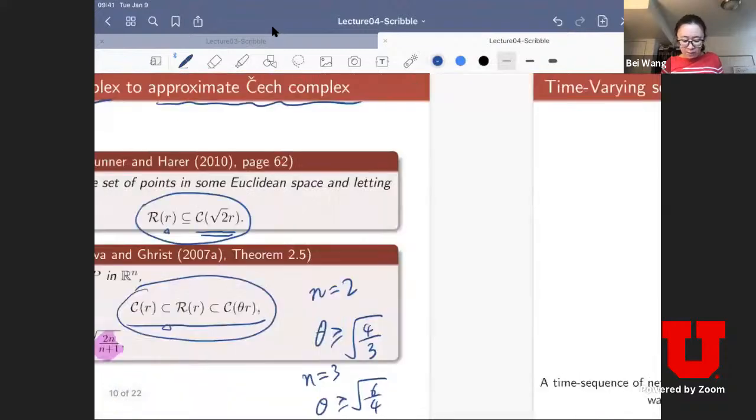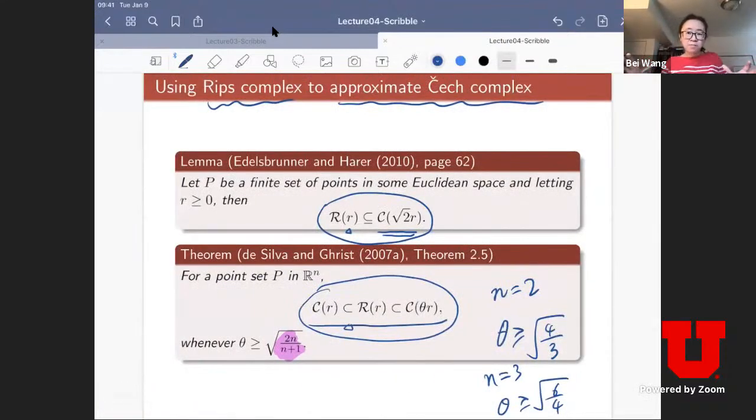So let me see if I have the results. Actually, I might not have included it. I will include the exact mathematical definition at the beginning of next semester. But all that is saying is that if I want to use the Rips complex to detect the homology of the corresponding Čech complex, I cannot compute the Rips complex at a fixed radius. Instead I'm going to compute the Rips complex at two different radii, such that when I go from one radius to the next radius, I'm looking at what homology, especially what tunnel, still persists in that range.